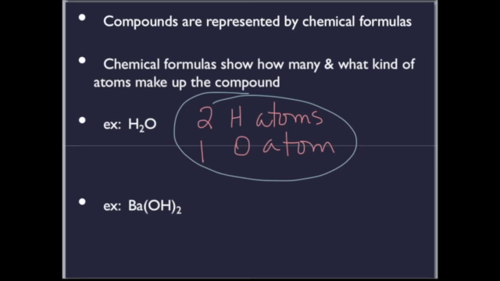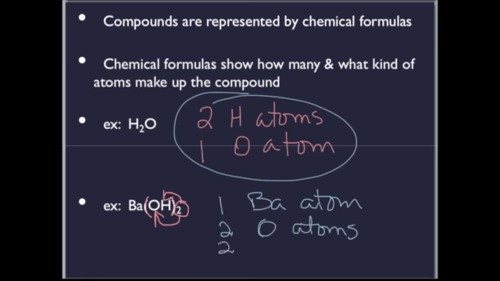And let's look at this one. For barium hydroxide, this tells us that there is 1 barium atom. This little 2 right here is outside the parentheses. And in math, when we have a number outside the parentheses, we have to distribute. So the 2 gets distributed to everything in the parentheses. So that tells us there are 2 oxygen atoms and 2 hydrogen atoms. Hopefully y'all remember this from the 8th grade.